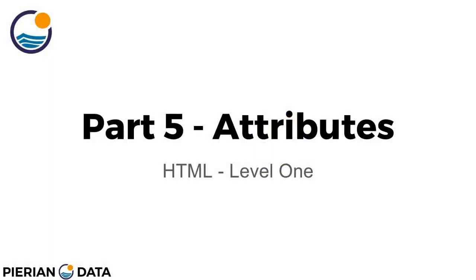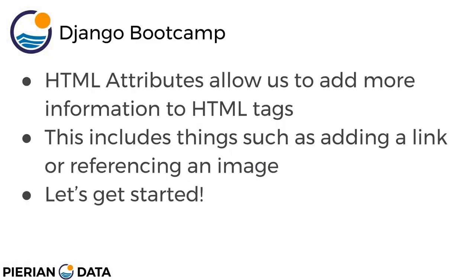Hello everyone, and welcome to Part 5, Attributes. In this lecture, we'll be talking about HTML attributes, which allow us to add more information to an HTML tag. This includes things such as adding a link to another web page or referencing an image. Let's get started on all of this by jumping to the Atom text editor and our browser.